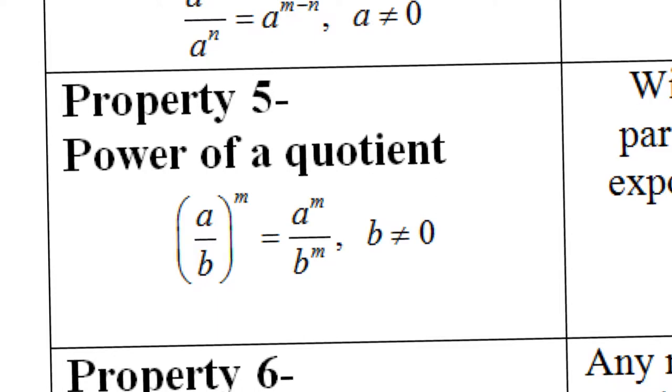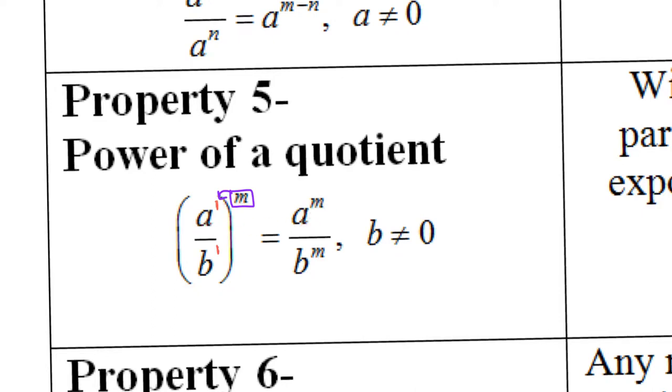A inside the parentheses has an invisible 1 exponent. B has an invisible 1 exponent. So you guys are going to multiply the one outside, this one, times the one inside. So 1 times m is m. Notice I keep the same base. A is right here, and m times 1 is m.